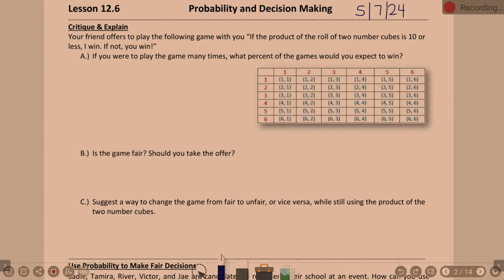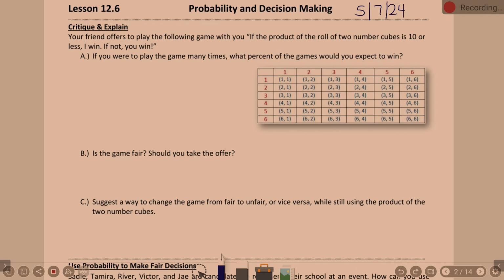Okay, guys. 12.6, probability and decision making. So still, again, as always, looking at probability. I say as always in this unit 12. Okay, we've done a lot with probability. This is probability and decision making. So looking at how probability can play into deciding if a set of events is fair or not fair, those type of things. Okay, so not just you as a little kid saying, "Hey, that's not fair," but officially, what makes something fair versus unfair.